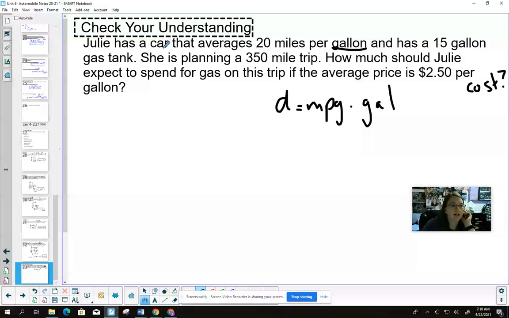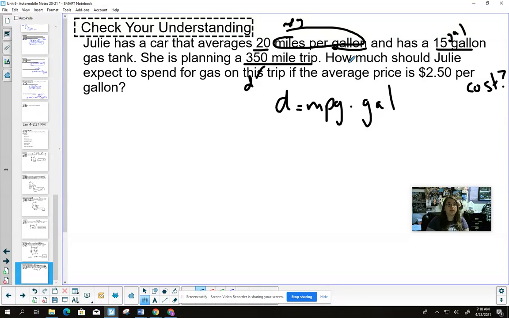Okay, so it says Julie has a car that averages 20 miles per gallon. This is MPG. All right, that's the 20. It does say she has a 15-gallon gas tank, so that is gallons. She's planning a 350-mile trip. That's D. Now, this is where you might have gotten stuck. You're like, wait, I have D, I have MPG, and I have gallons? I'm not solving for anything. Yes, you are, because one of these numbers we're not going to use. The question is, again, how much Julie should expect to spend on gas.